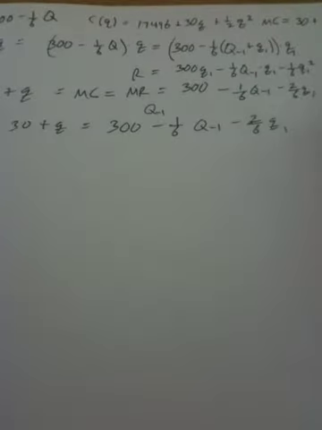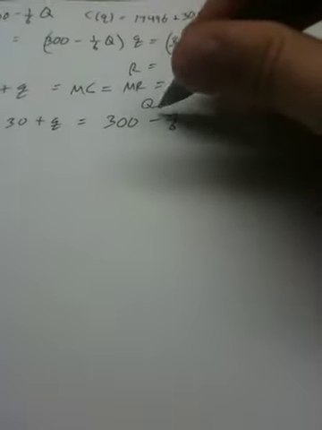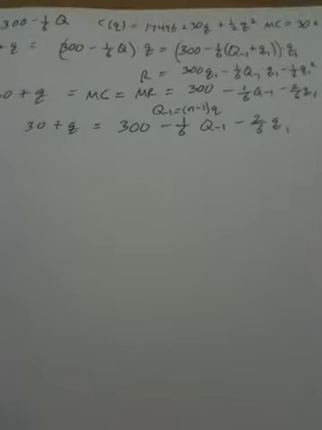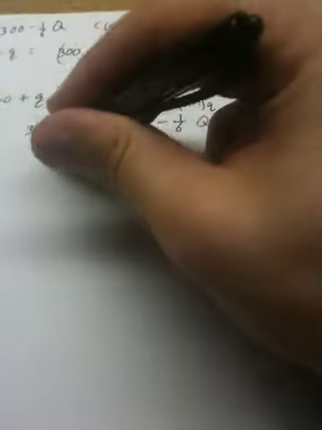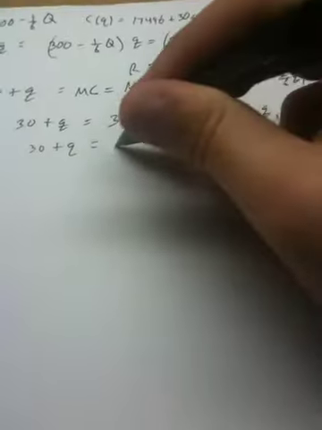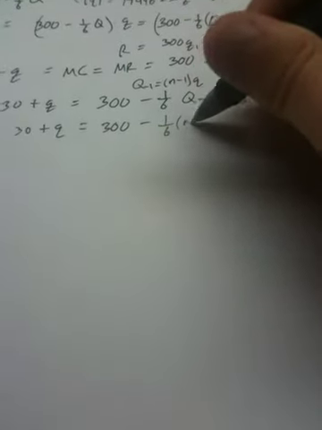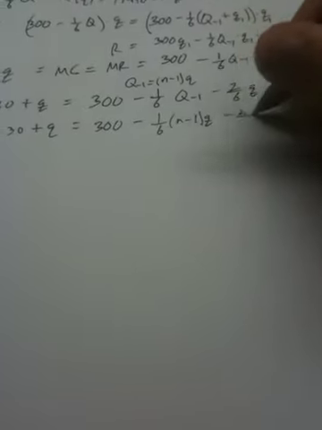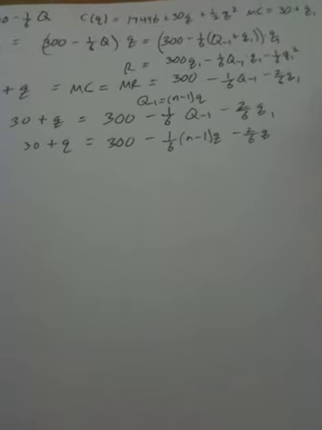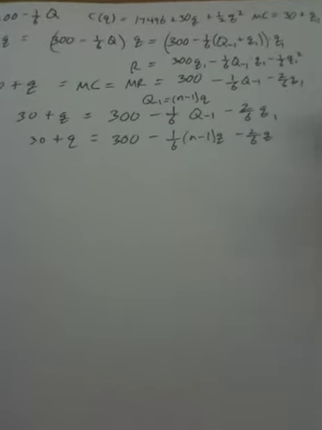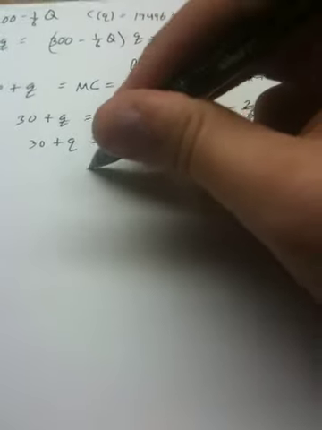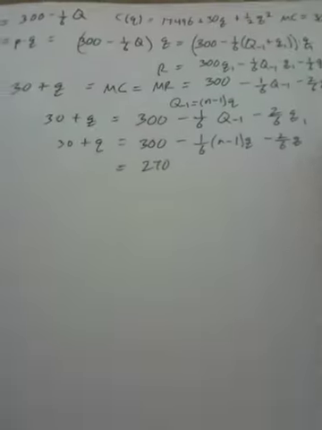And one thing we can do is say that if there are n firms in the market, then the quantity made by the n minus 1 firms that aren't firm 1 is n minus 1 times the quantity lowercase q that everybody makes on their own. So now we can write this as 30 plus q equals 300 minus 1/6 (n minus 1)q minus 2/6 q. And we're going to try to solve for q. So I'll collect the constants on the right. That'll be 270, 300 minus 30.